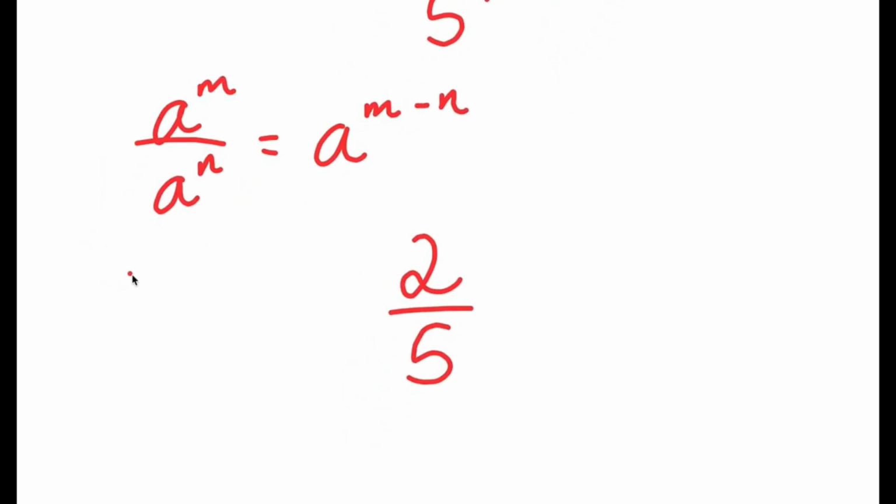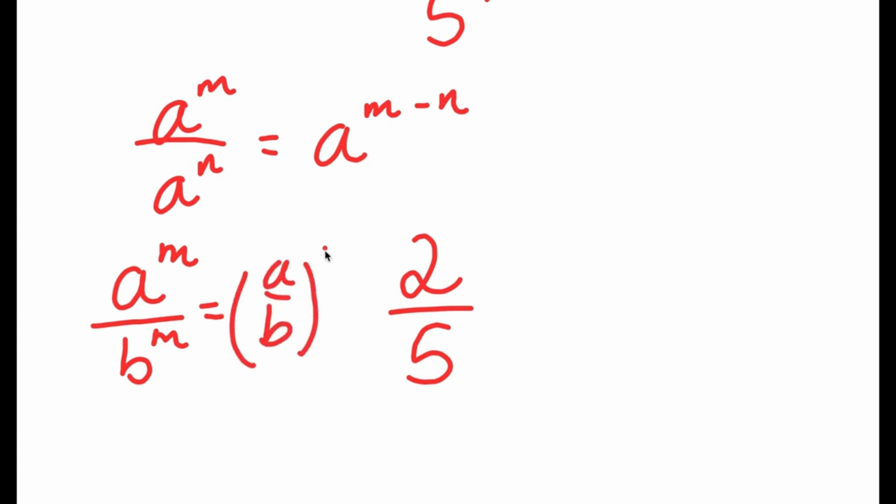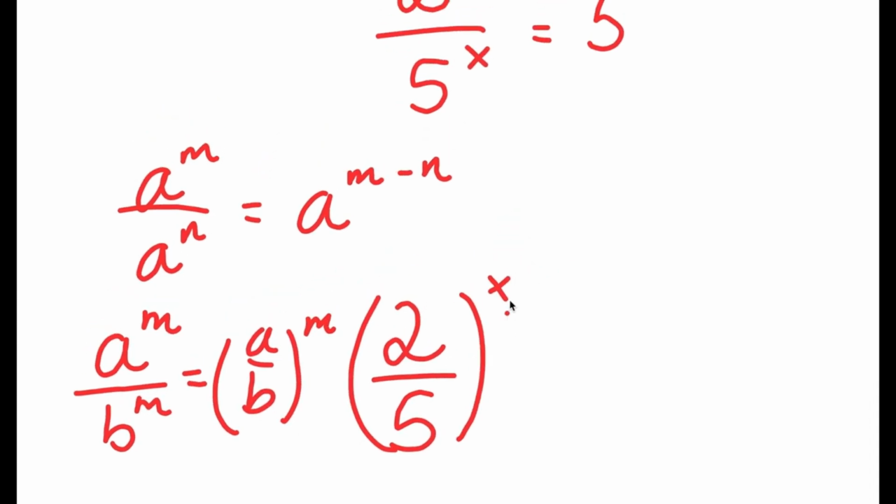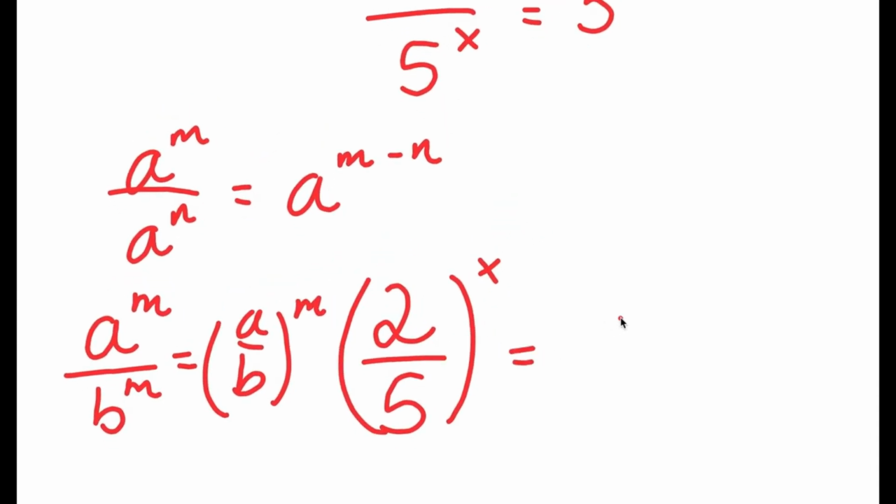And another property is that if I have something in the form a to the power of m over b to the power of m, this is equal to a over b to the power of m. So 2 over 5 to the power of x, and this is equal to 5 to the power of 7.